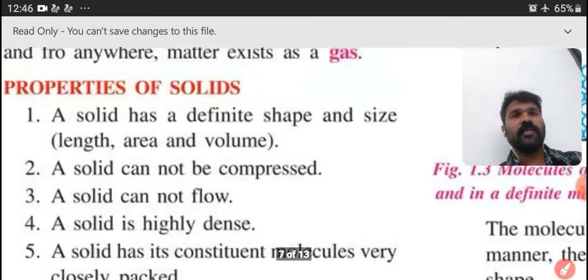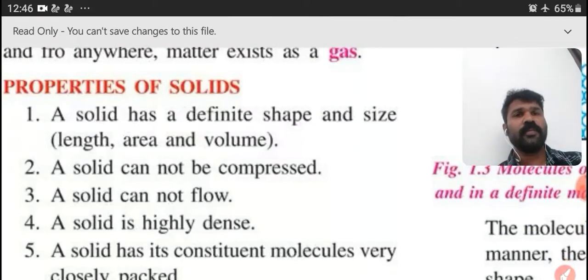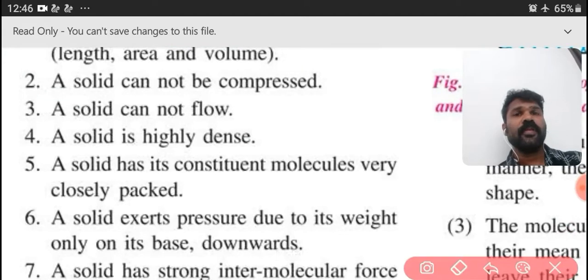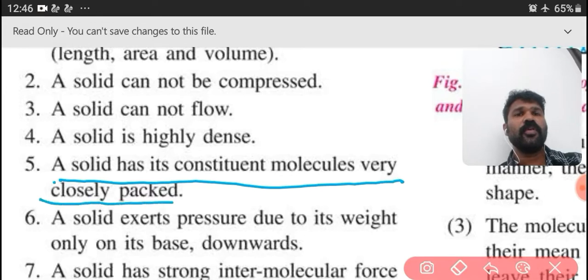So these are the properties of solids we are discussing. A solid has a definite shape and a size. A solid cannot be compressed. A solid cannot flow. A solid is highly dense. Then the next one is, a solid has its constituent molecules very closely packed.